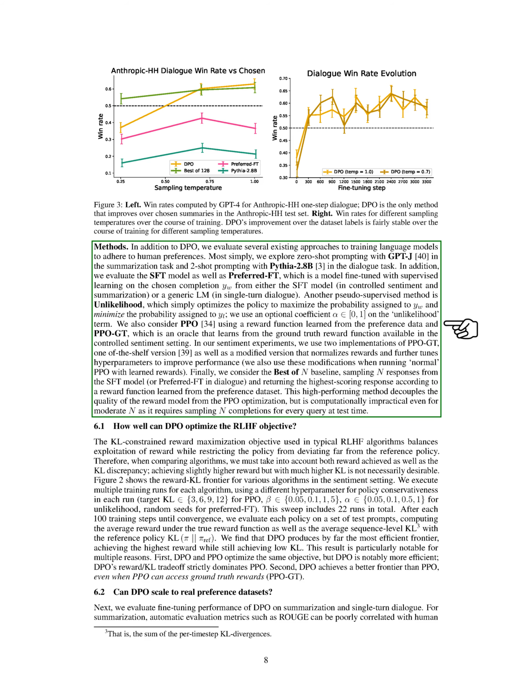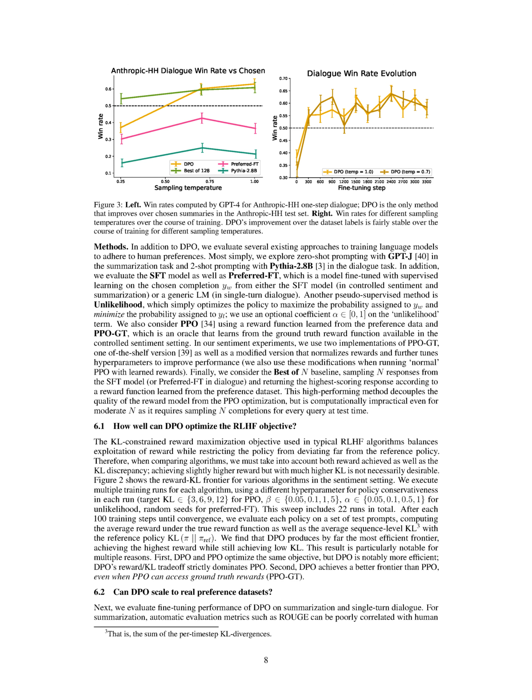In addition to DPO, we also evaluate several existing approaches to training language models to adhere to human preferences. These include zero-shot prompting, supervised fine-tuning, and unlikelihood. We also consider PPO using a reward function learned from the preference data and PPO-GT, which learns from the ground truth reward function. Finally, we consider the best of n baseline, which samples n responses and returns the highest scoring response according to a learned reward function.